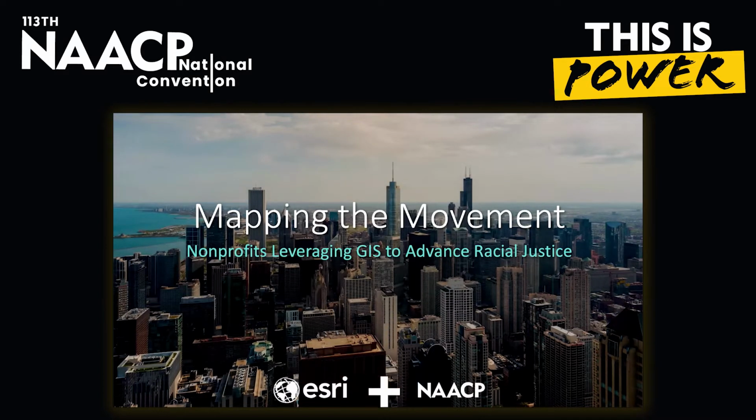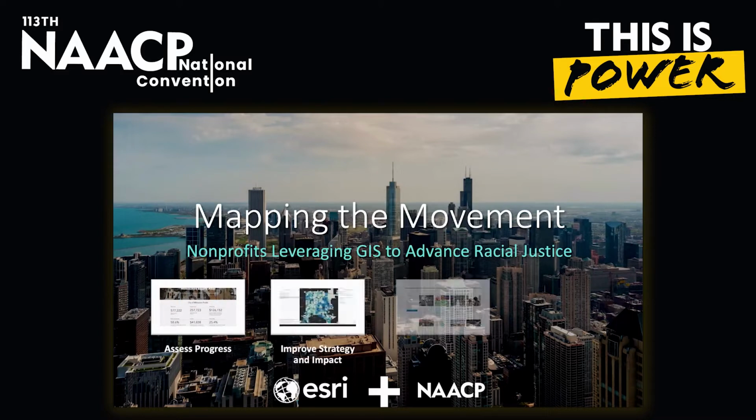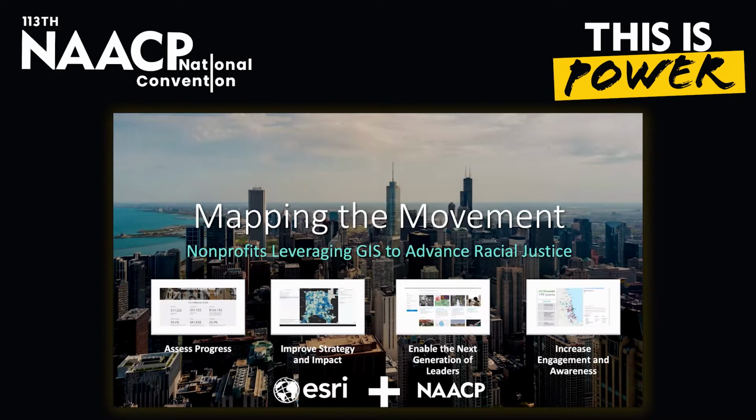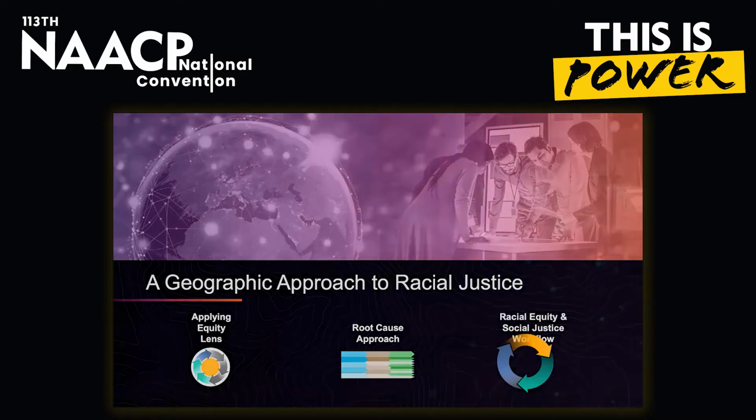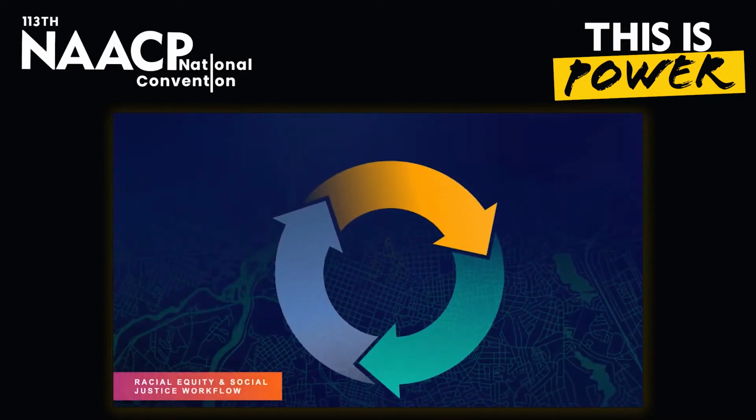So when you hear mapping the movement, you can expect capabilities that'll help you to map progress, to map opportunities to improve your strategies and to increase your impact. You can also think about using mapping to enable the next generation of leaders and mapping to increase community awareness and engagement. And through your GIS, the association will have access to location data, analytics, and more, all to help you to apply intersectional equity lenses, explore root causes and predict policy impacts, and to take a systematic data-driven approach to advancing racial justice. And today you'll learn more about that systematic approach.